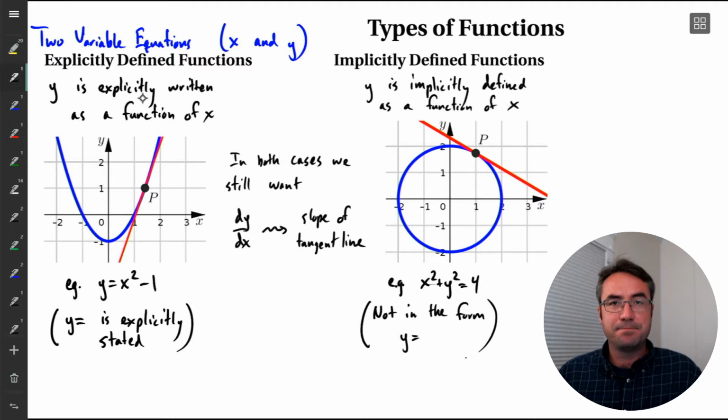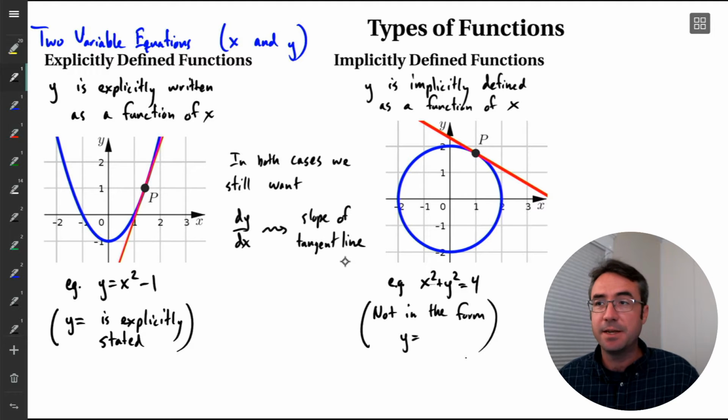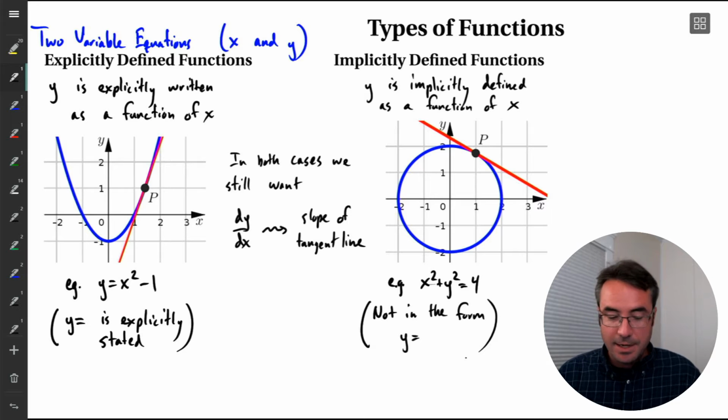So for this, just our regular functions, explicit functions, dy dx tells us the slope of the tangent line. For implicitly defined functions, we can still calculate dy dx, and it's still going to give us the slope of the tangent line. Now, one thing to be careful of with these implicitly defined functions is the equation sometimes gives you more points.